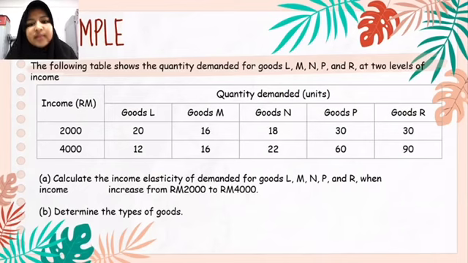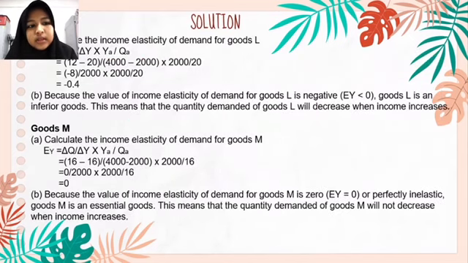For the example, we can see the following table showing the quantity demanded for goods L, M, P, and R at two levels of income. There are two questions, A and B. Here is the solution for every good for questions A and B.